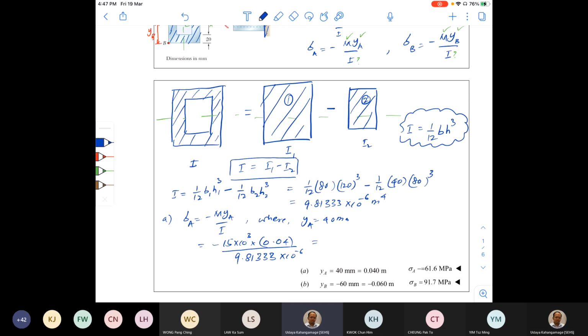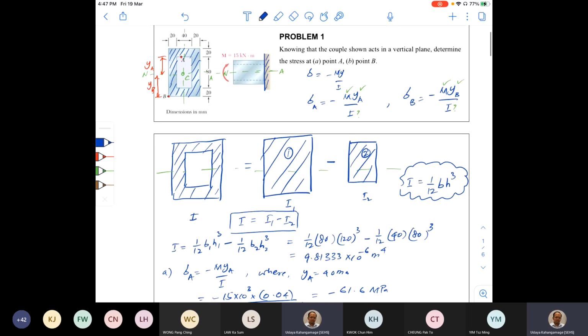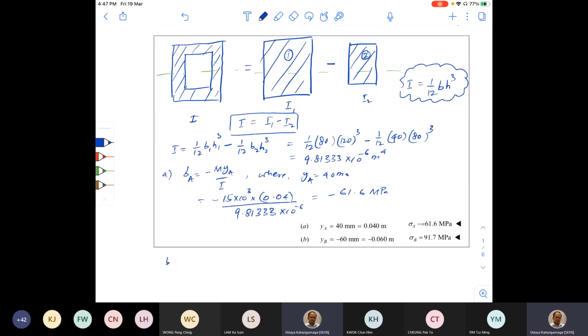You get a negative answer, right? It is negative 61.6 megapascal, compressive stress on the top. Is that correct, right? So the way the load is applied, here it is tension, here it is compression. So can you do the B? I think I don't need to do the B for you. You can do it, negative M YB over I.